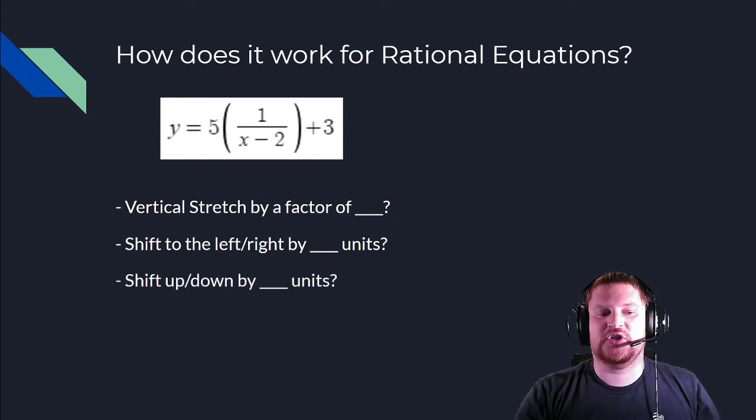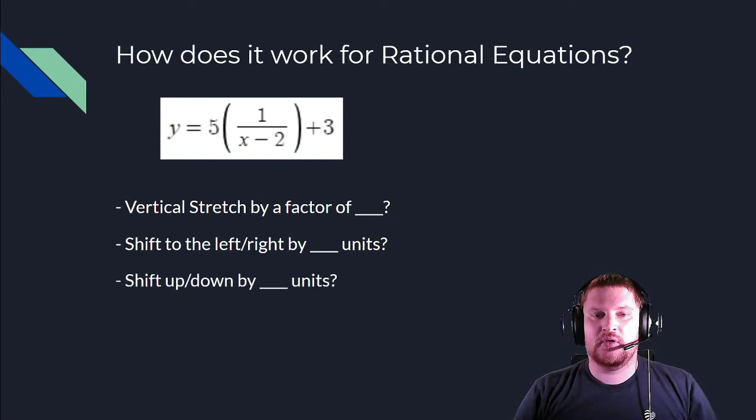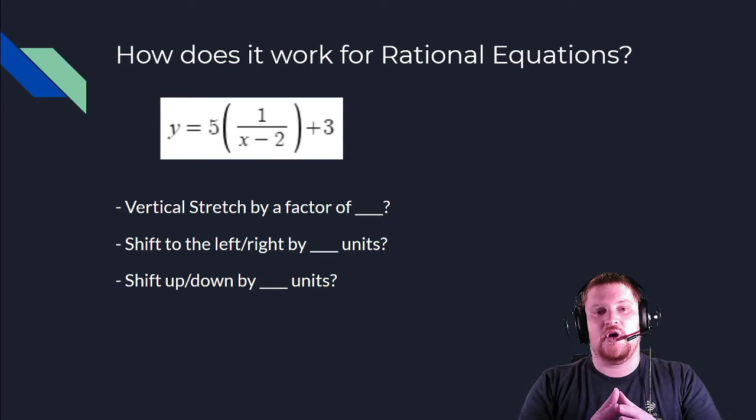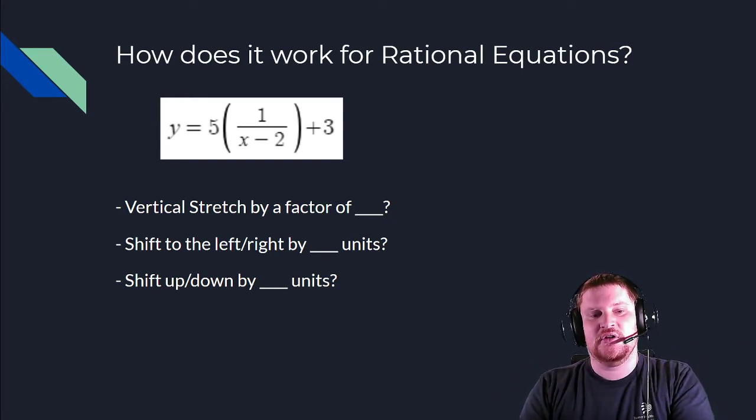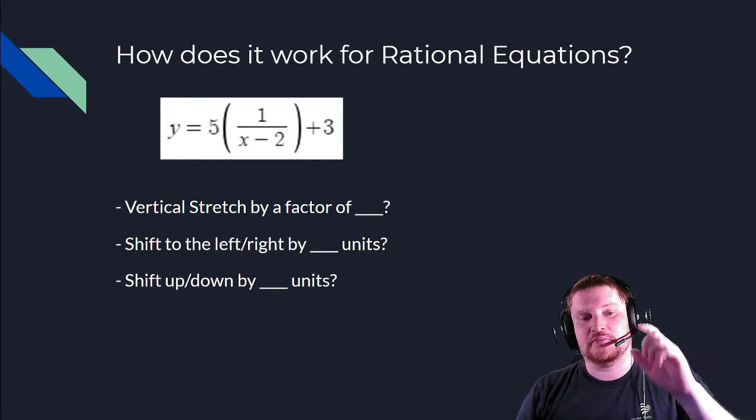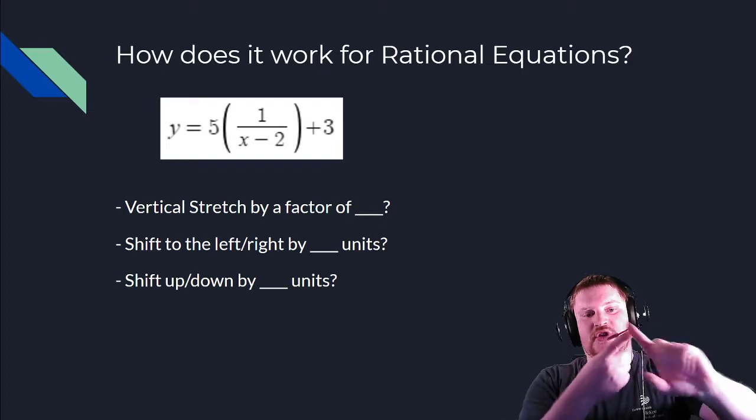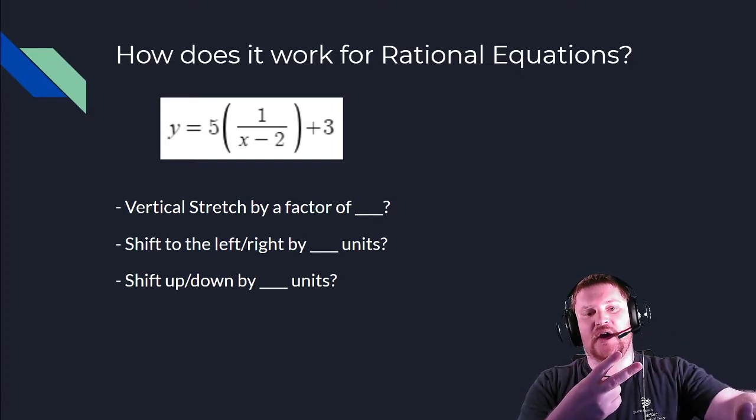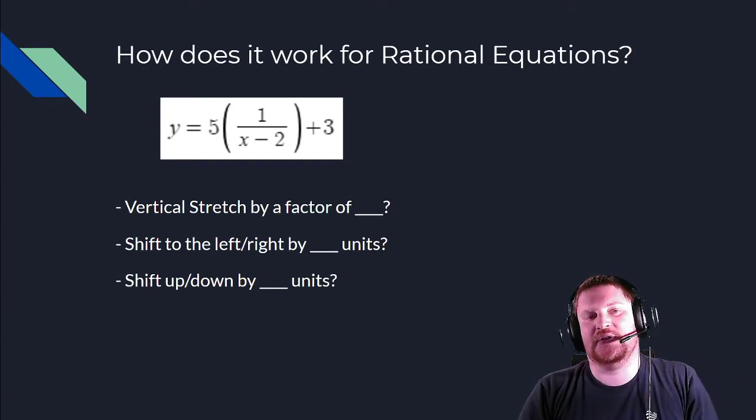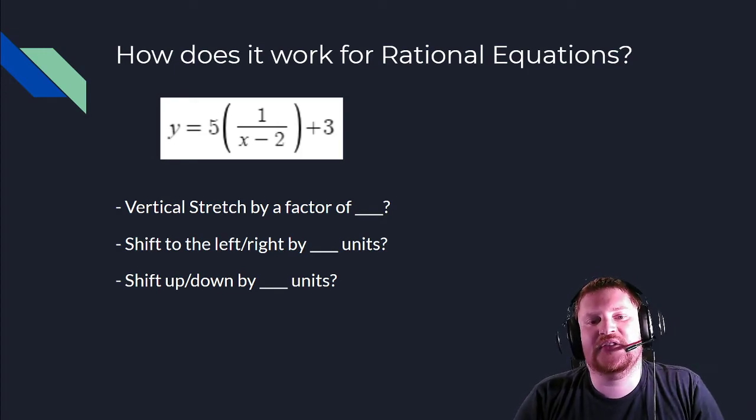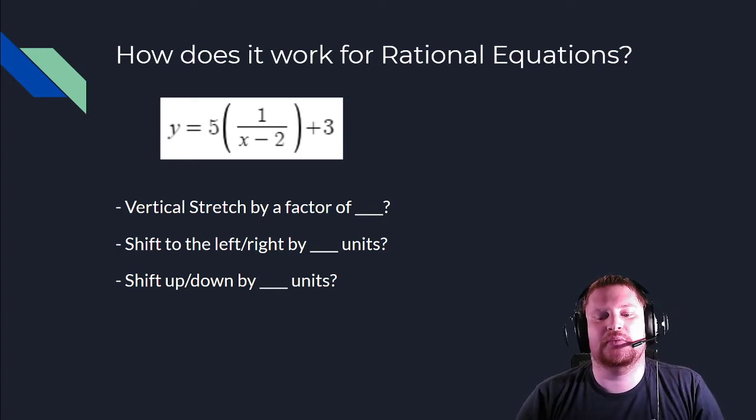Finally, we have a shift either up or down. That tells us it's going to be vertical, so we look for outside. And if it's a shift, that means addition or subtraction. So on the outside, addition or subtraction, I see a plus 3. Plus means up, so we're going up by 3 units. So it's a vertical stretch by a factor of 5, shifted to the right 2 units, and shifted up 3 units. It's that straightforward and that simple.